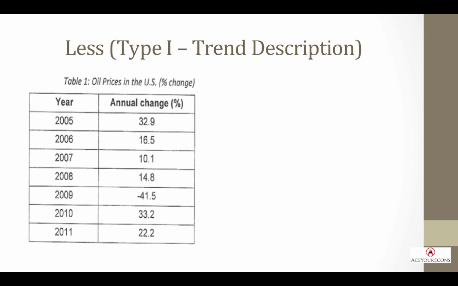Here comes the first example. This is oil price in the United States, percentage change. This is on an annual change basis in terms of percentage. From 04 to 05, it is plus 32%. Oil price actually increased by 32.9%. 05 to 06, plus 16.5%, and so on. I want you to take note of this minus sign here.